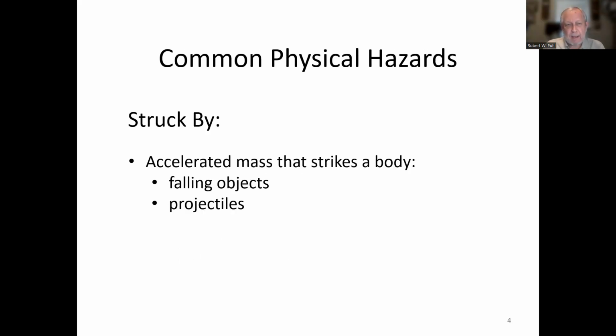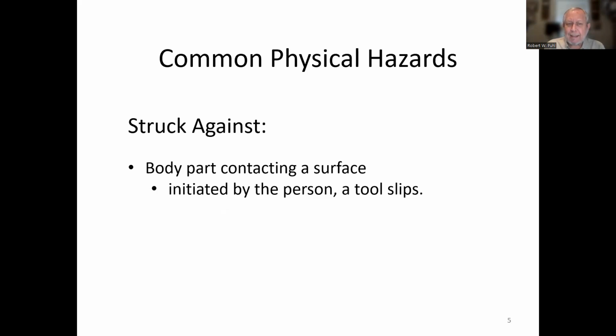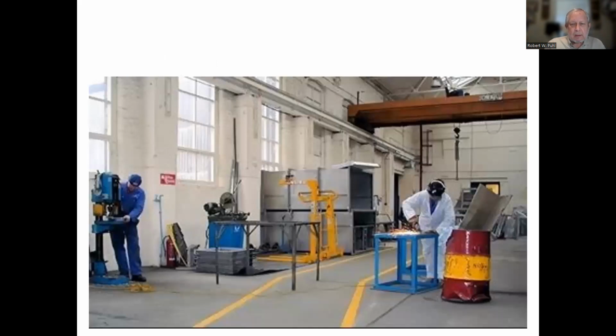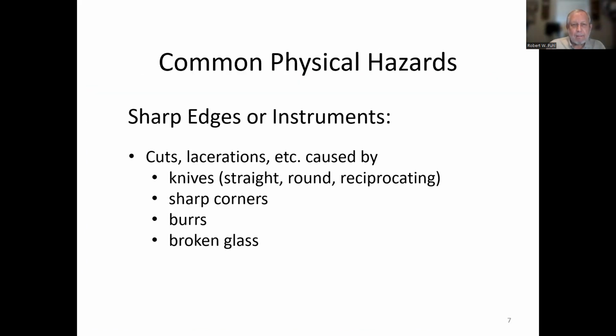Struck by is a hazard. An accelerated mass strikes the body. Falling objects, projectiles could be. Struck against is the body part contacting a surface. It's usually initiated by the person, like a tool slips, a knuckle buster, or that type of thing. In other words, you hit against something. You're going to see this pictured in an assignment later on, so we're not going to spend too much time on it. You're going to pick out the hazards in it.